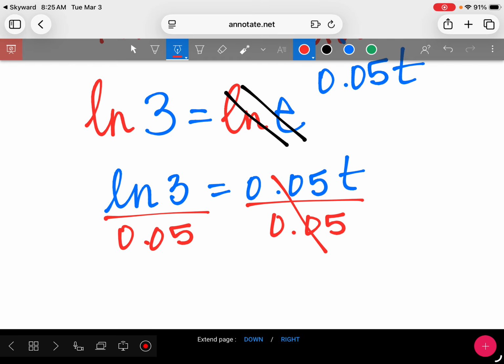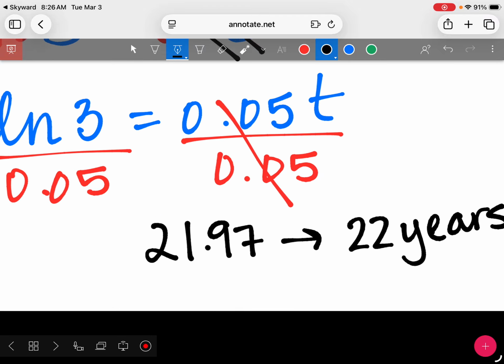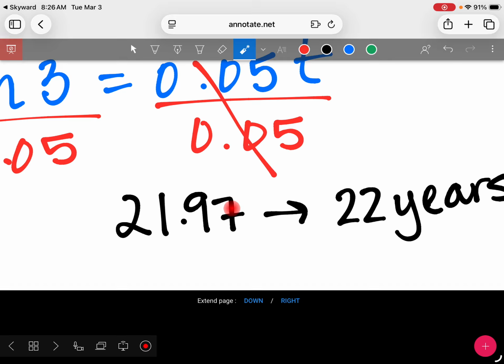And let me check and see if we round it right. Natural log of 3 divided by 0.05. It really rounds because it's 21.97. I'm just going to round that to 22 years. Because the number after 7 will round both of these numbers up. So 22 years. Any questions?